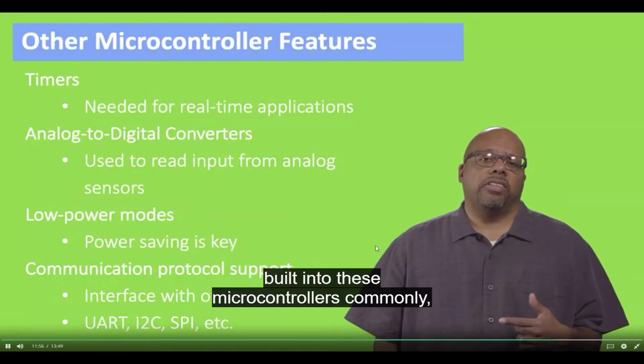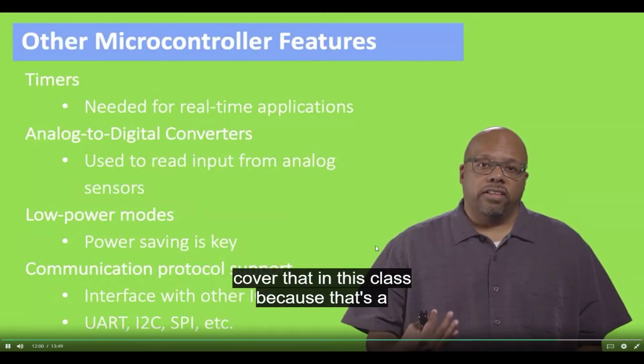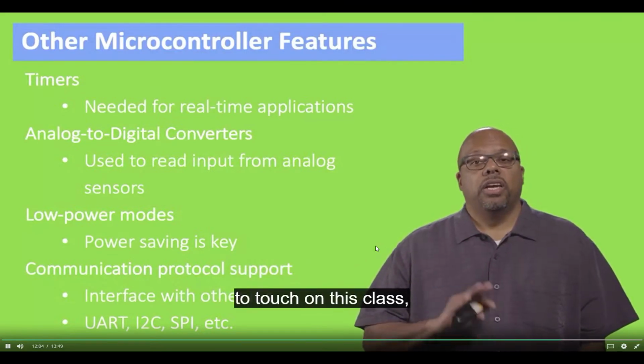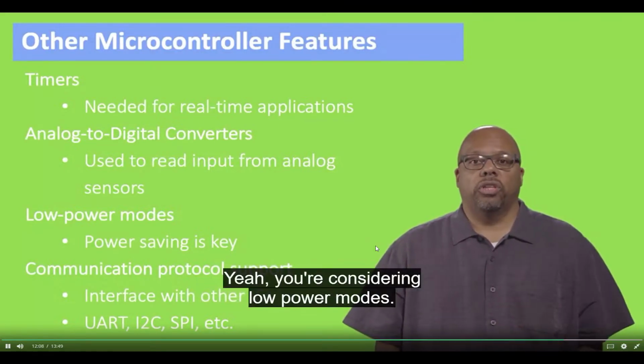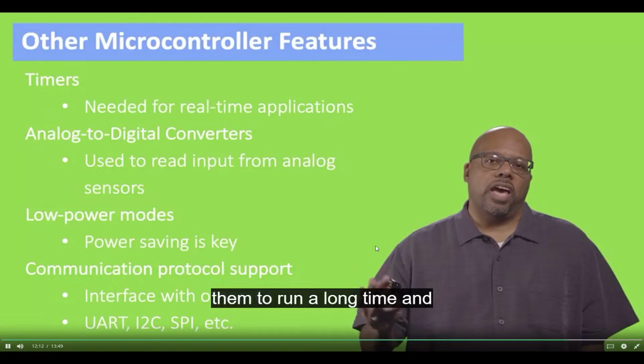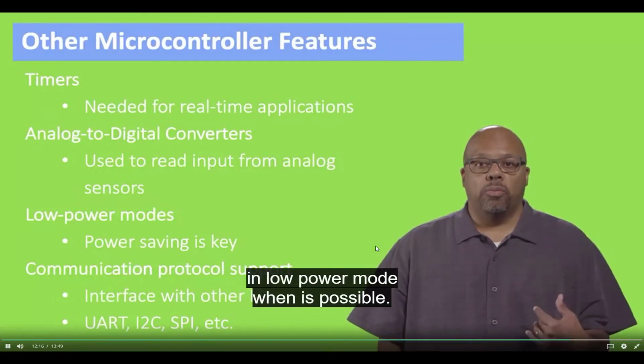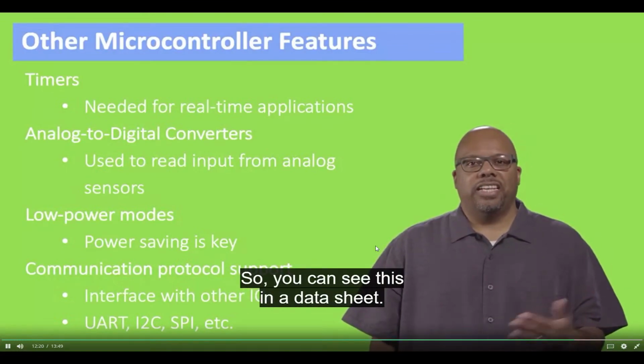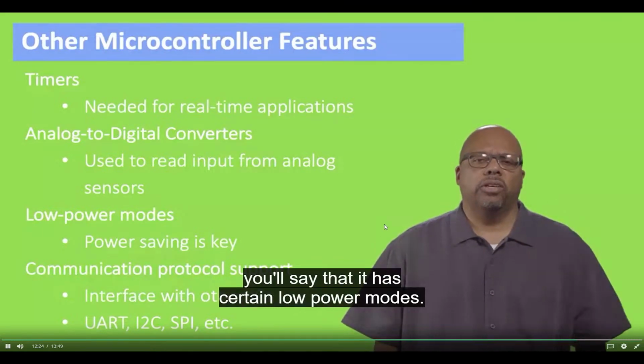So there are low power modes built into these microcontrollers commonly, and we're not going to cover that in this class because that's a little more sophisticated than we touch on in this class. But more advanced IoT systems, yeah, you're considering low power mode. These things often run off of batteries. You want them to run a long time and not suck down the whole battery, so you often want them to run in low power mode when it's possible. So you can see this in the data sheet. You can probably see it on the front page. It'll say that it has certain low power modes.